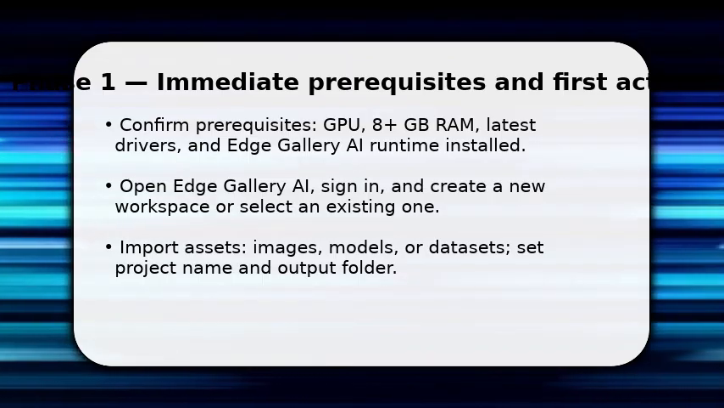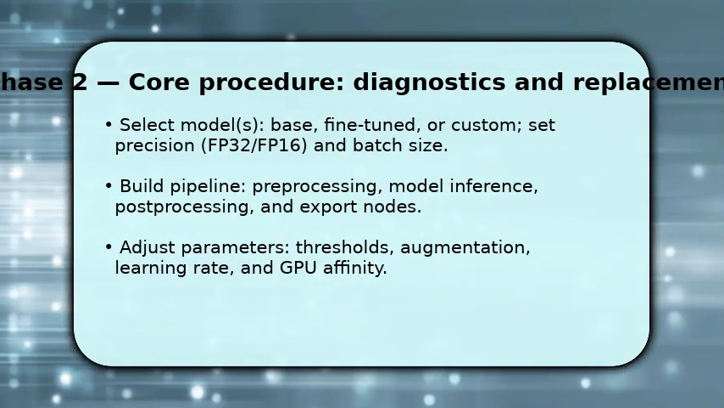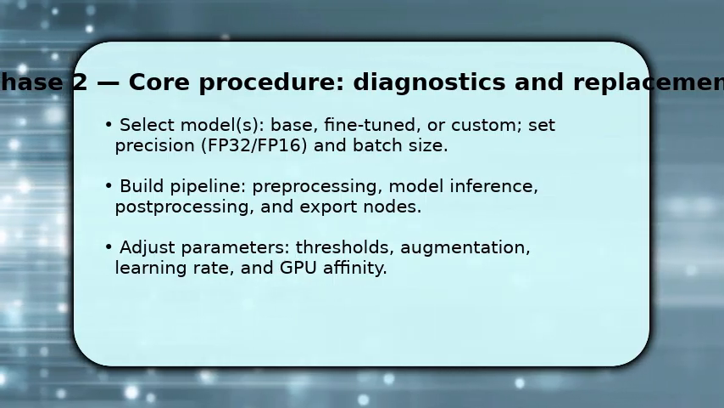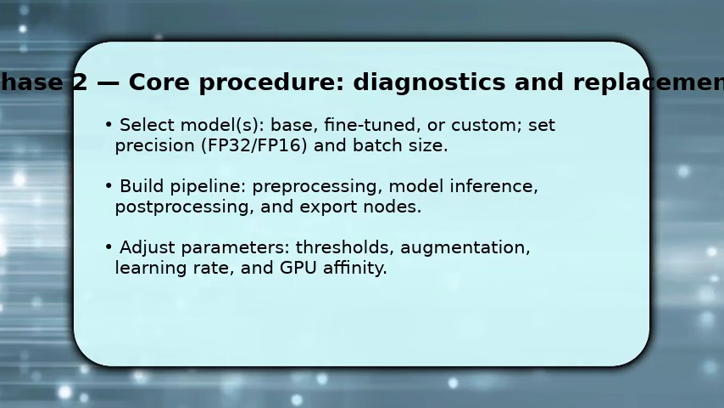Now you wire the process. Choose whether to use a base model, a fine-tuned variant, or your custom network, and set precision like FP16 to balance speed and quality. Then assemble the pipeline, add preprocessing steps, the model node, and post-processing for outputs.